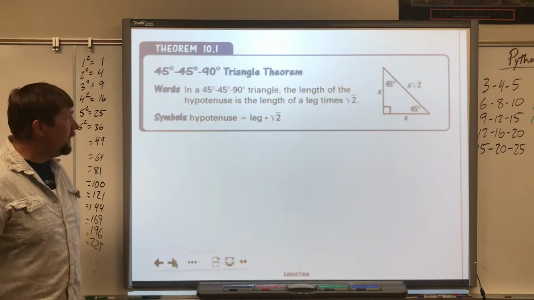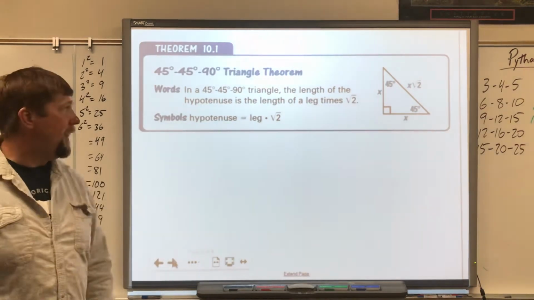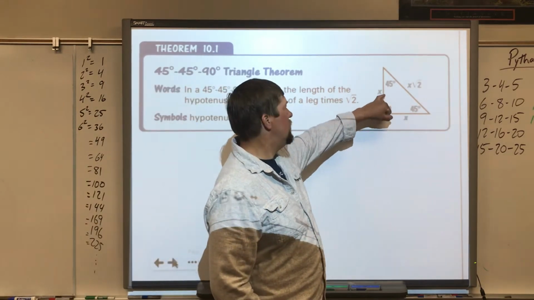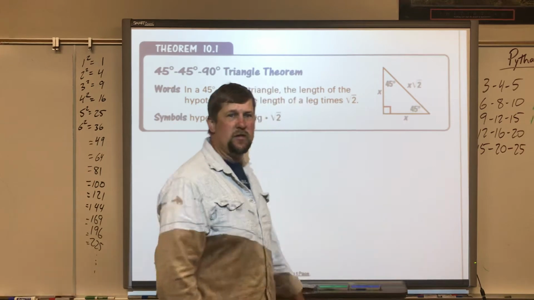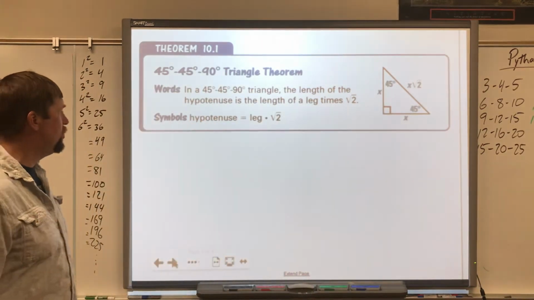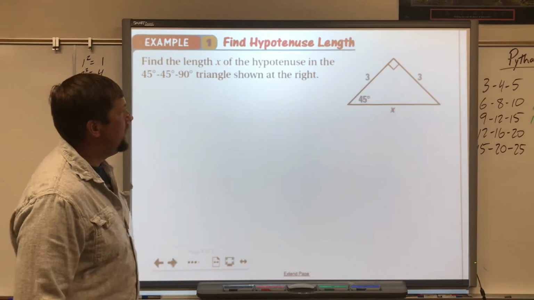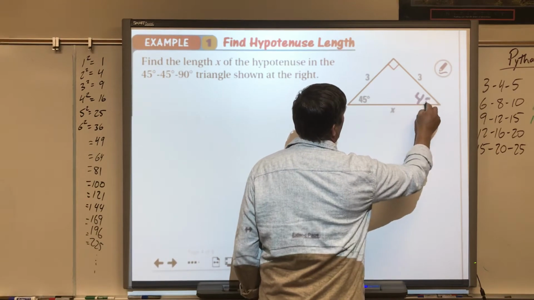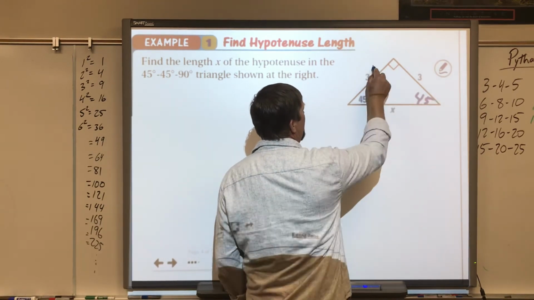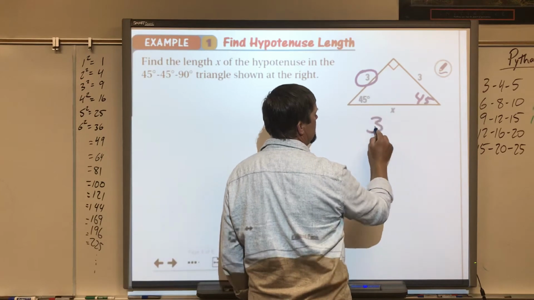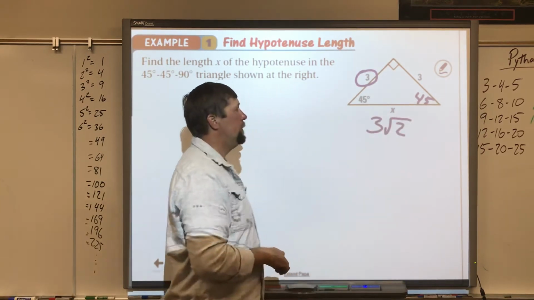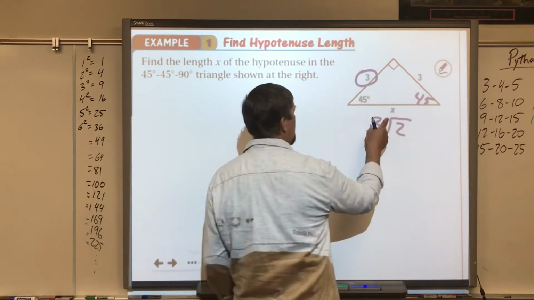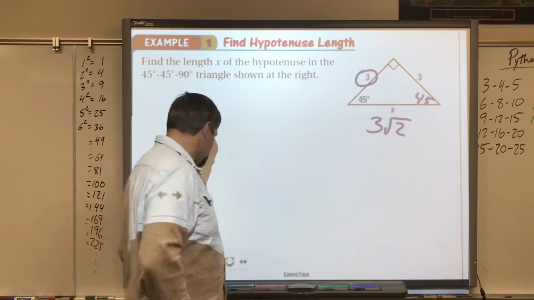It's kind of a rule of thumb for 45, 45, 90-degree triangles. As you can see, if you're given one of the legs, you know the other leg, and the hypotenuse is just that number times the square root of 2. Now, as you can see, this is a 45, 45, 90-degree triangle. This is one of the legs, so this is that leg times the square root of 2. Because the hypotenuse is the longest side, it has to be a little bit longer than 3, which is 3 square root of 2.